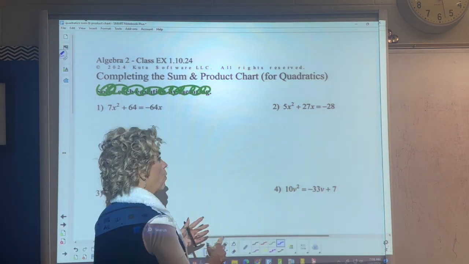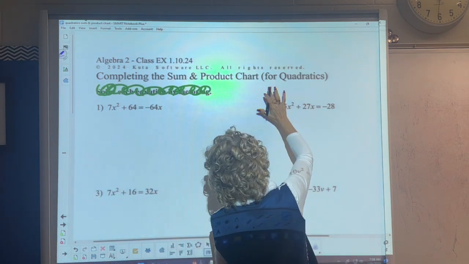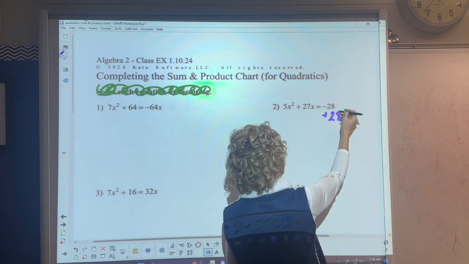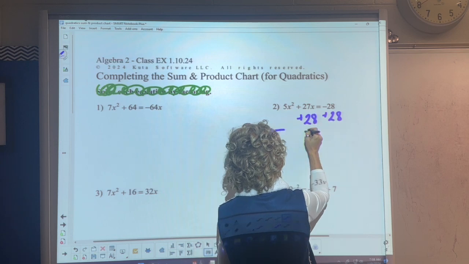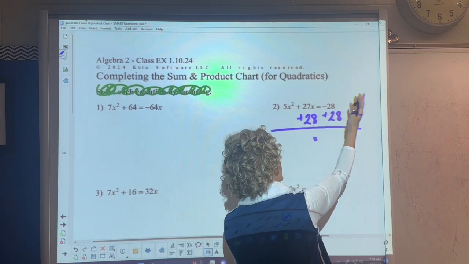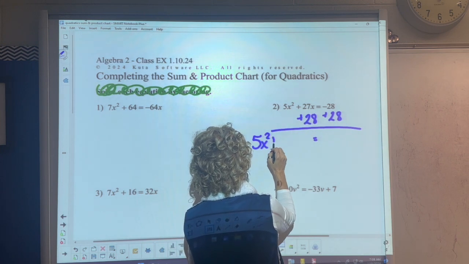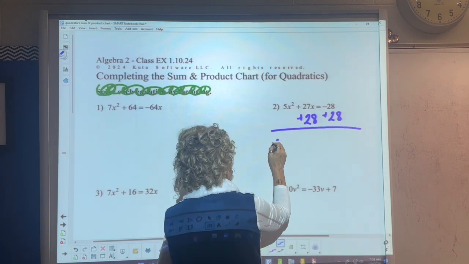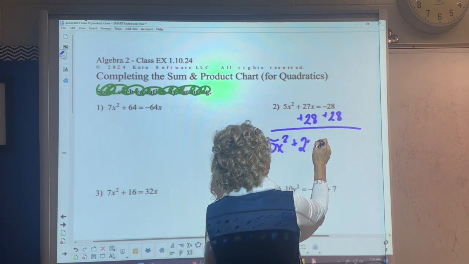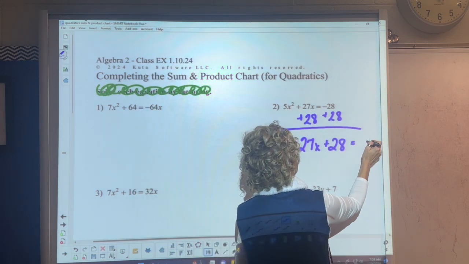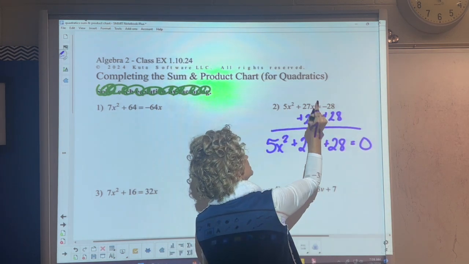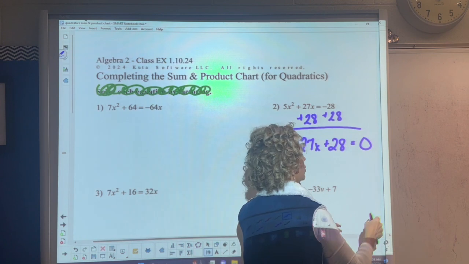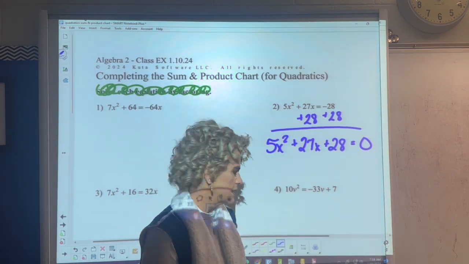Again, first thing we do is get one side equal to 0. My leading coefficient, my quadratic coefficient, is already positive, so I'm going to move this negative 28 to the left side. Additive inverses: what I do to one side, I do to the other. I get 5x squared plus 27x plus 28 equals 0. I'm squishing mine together, so I'm going to give myself more room. None of these are like terms. 27x is not the same as an x squared. 28 has no variable. First step is completed. One side is equal to 0.